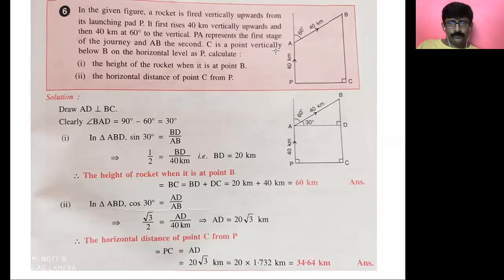C is the point vertically below B, on the horizontal level as P. Calculate the height of the rocket when it is at point B. What do you calculate? That means you have to calculate this distance BC. And second thing, the horizontal distance of C from P. मतलब this distance calculate करना है and BC calculate करना है. These are the two tasks, students.